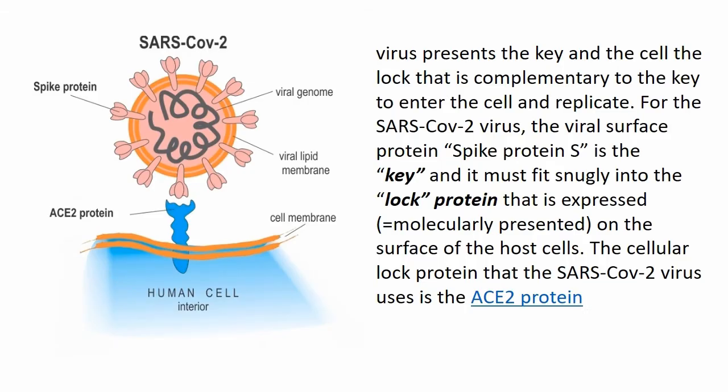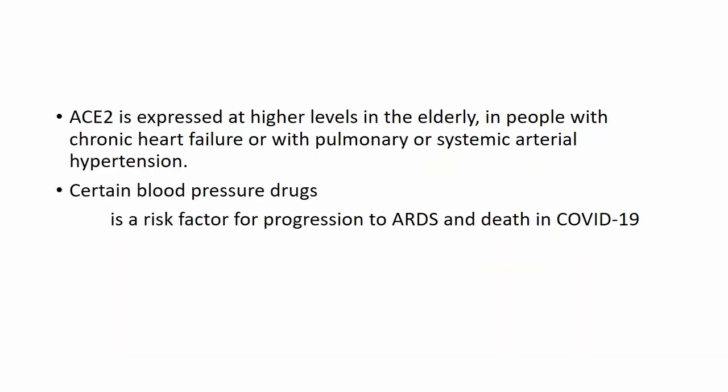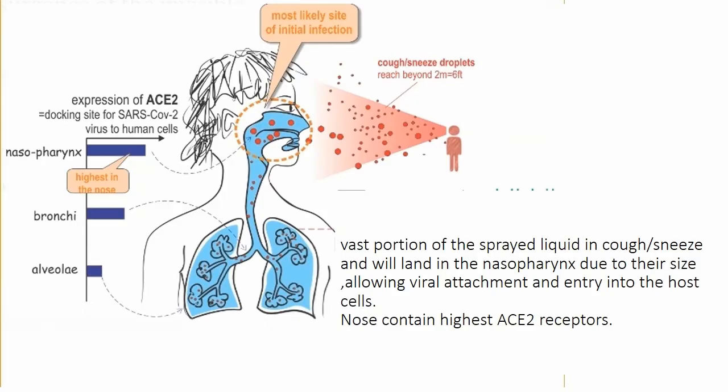Virus attachment to the mucous membrane follows the lock and key pattern. The spike protein S on the virus acts as the key, and the ACE2 protein on the surface of the host cells acts as the lock. Patients with congestive heart failure, pulmonary or systemic hypertension, and also there is a relationship between certain antihypertensive medications and acute respiratory distress syndrome and high mortality in this viral infection. This diagram demonstrates the entry and the attachment of the virus in the respiratory tract. The virus enters via the nasopharynx and attaches to its membrane as it has more ACE2 receptors, and starts to spread down in the respiratory tract.